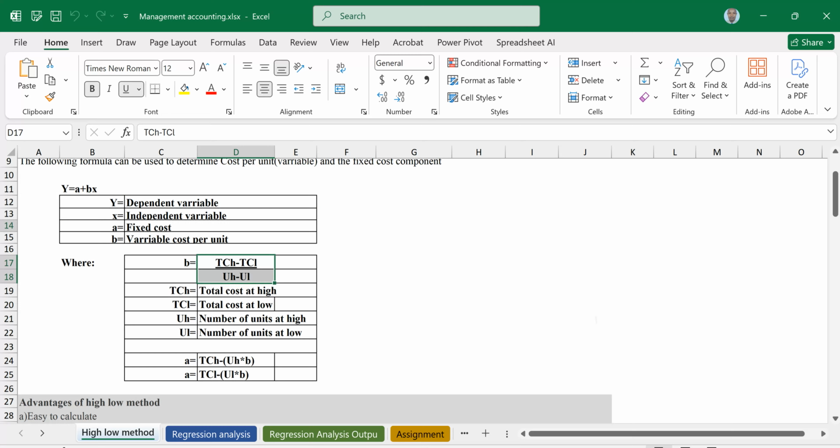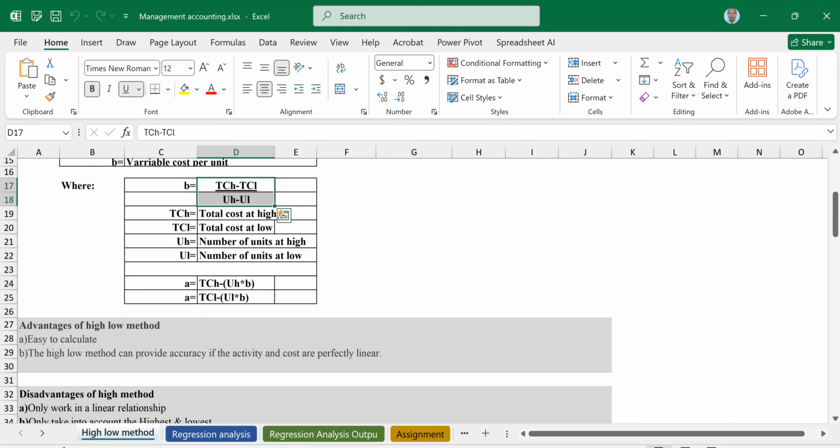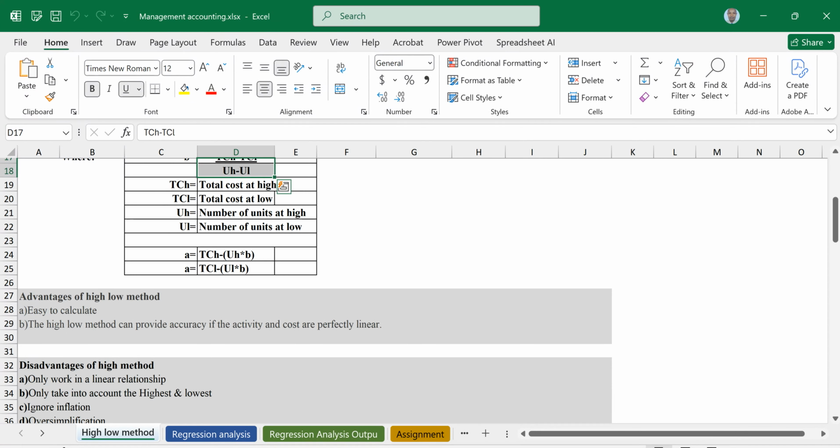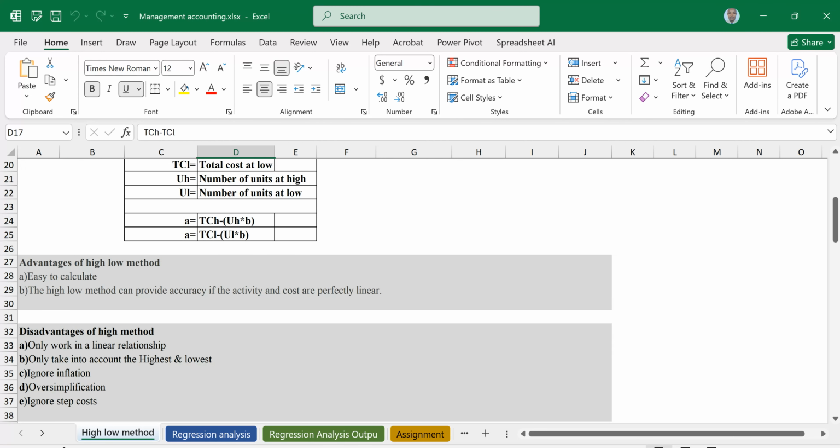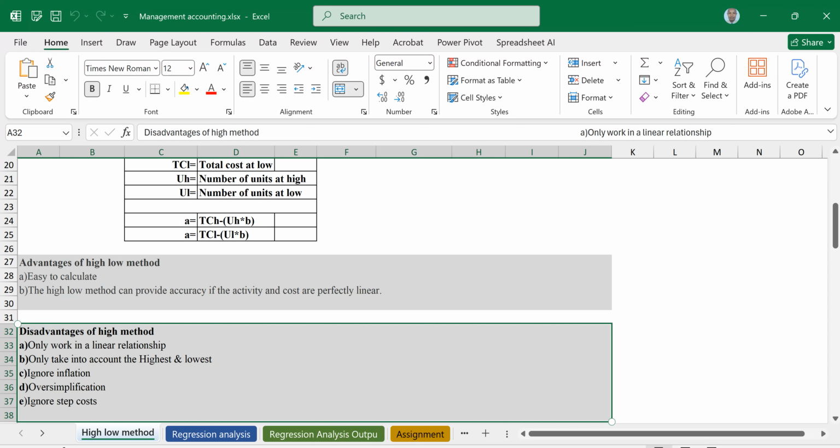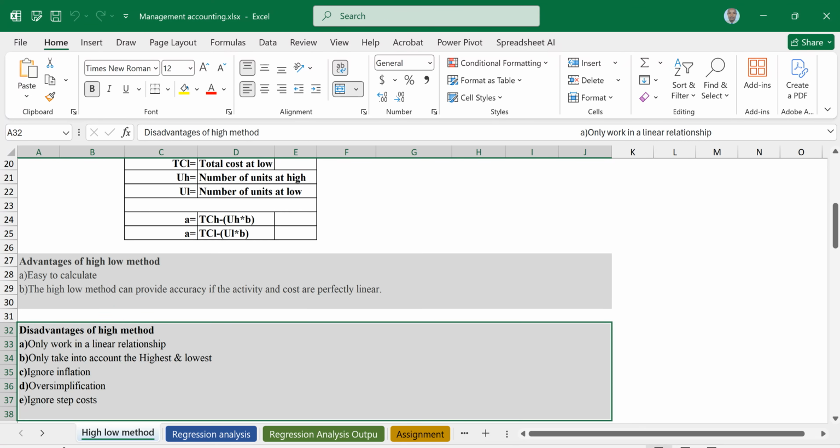Now moving on to the advantages and disadvantages. Advantages: it is easy to calculate, and it provides accuracy if the activity and cost are perfectly linear, of course. Disadvantages: it only works in a linear relationship, it only takes into account the highest and lowest activities, it ignores inflation, it is oversimplified, and it ignores step costs.